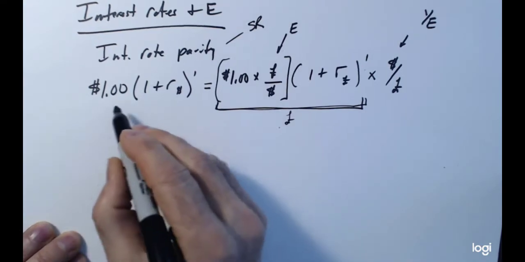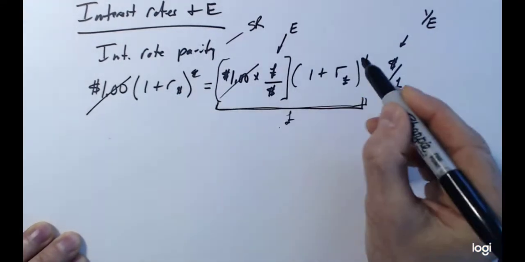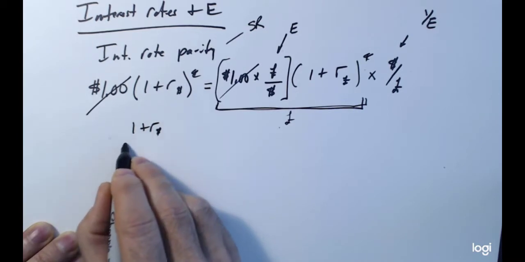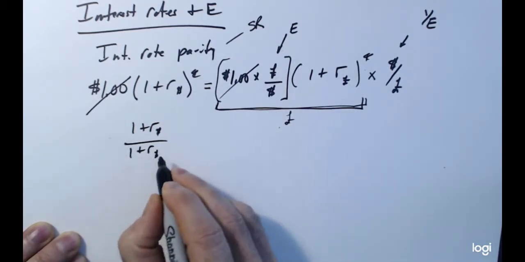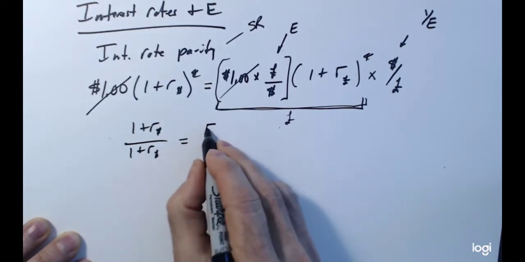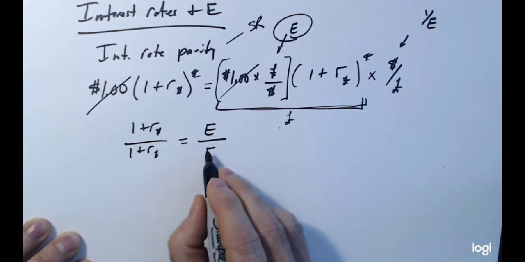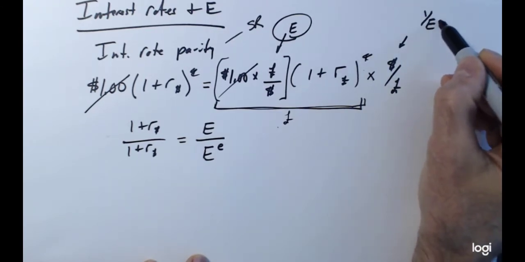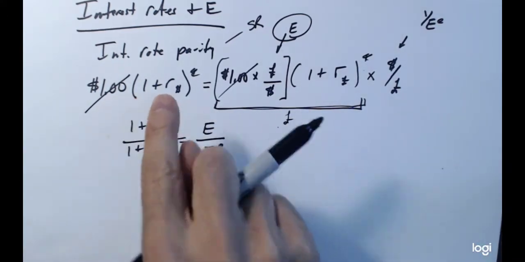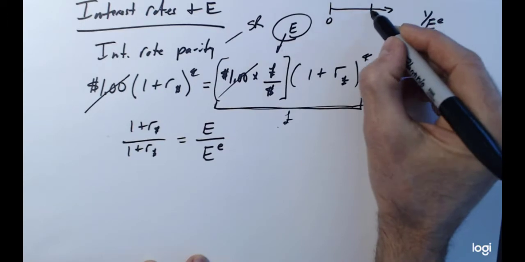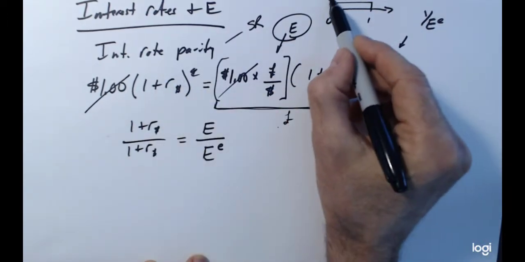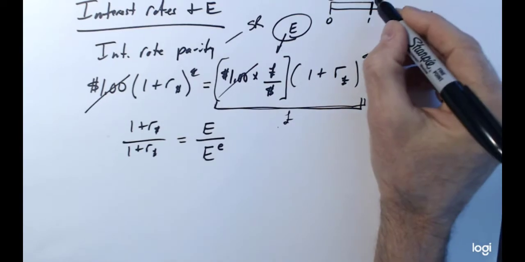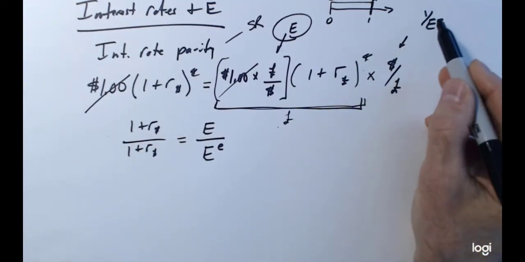So if we summarize the math, $1 doesn't change anything. Get rid of these. One doesn't do anything. And so we take 1 plus the interest rate in dollars in the U.S. divided by 1 plus the r for the interest rate in the U.K. And that's going to equal E expected divided by E. This is actually an expected exchange rate. So you're looking to invest at time zero, and we're looking at a 1 year horizon. We're making this initial investment right here, time zero. And then we're trying to figure out, for this to equal, what must the exchange rate be in 1 year from now? That's the expected exchange rate.